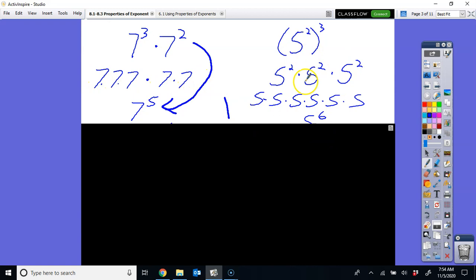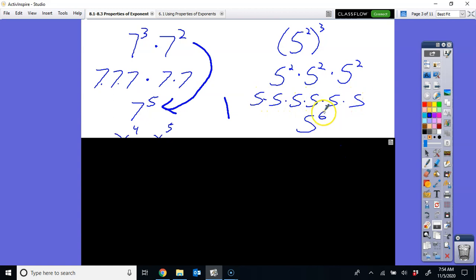The same thing over here, 5 squared is 5 times 5, 5 squared is 5 times 5, 5 squared is 5 times 5, but notice how many there are. There are 6 of them, so that is 5 to the sixth power. Or in other words, this simplifies down to here.